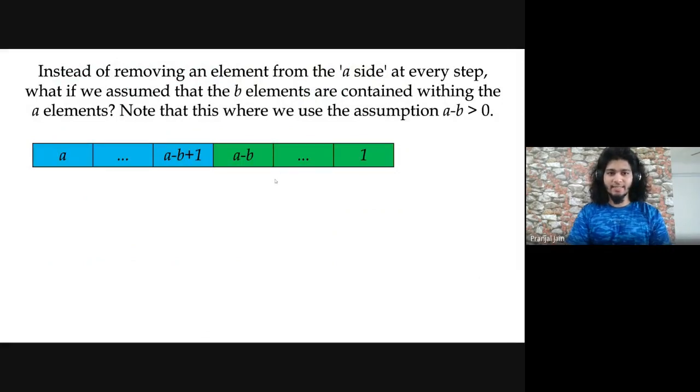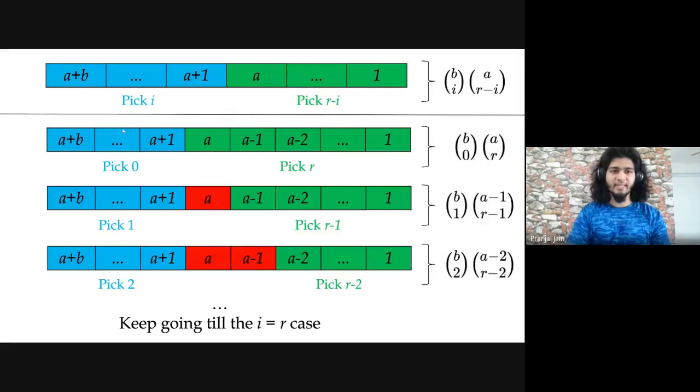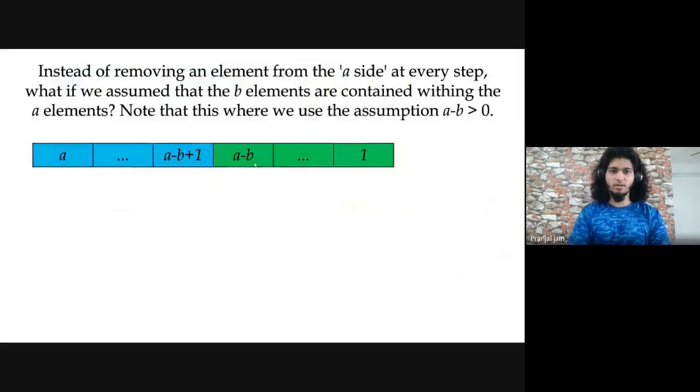So what we can do is, instead of assuming that the A and B sides are separate, we can assume that the B side is actually contained within the A side. So now you have B elements over here. So you can see that if you take the difference of these two, you get A minus B. So there are B elements in blue and A minus B elements in green. So basically what I've done is I've picked these blue elements and I've overlapped them with some of these elements. So now, if I pick some number of elements from here, then I'll automatically lose the same number of elements from the total, which is A.